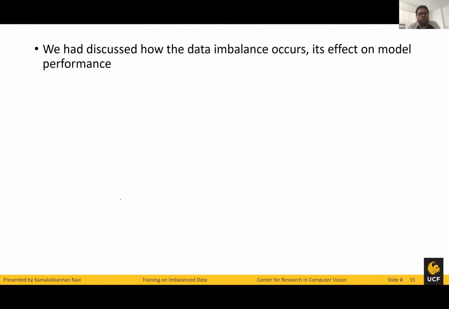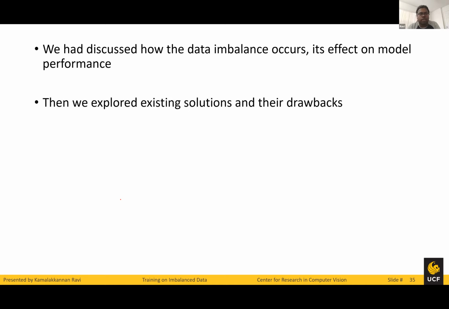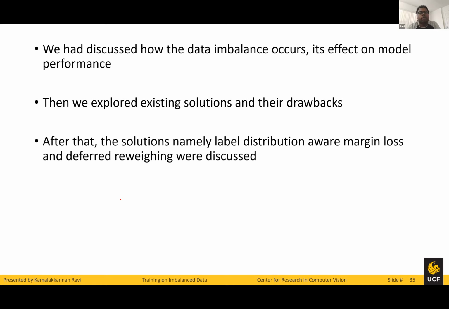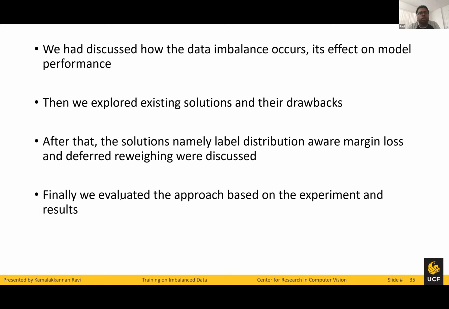Let's summarize what we have seen so far. We discussed what data imbalance is and how it occurs, then how it affects the performance of deep learning algorithms. Then we explored the existing solutions and their drawbacks in detail. Later, we discussed the solution proposed in this work, namely the label distribution aware margin loss and deferred reweighting. Then we applied this approach to the standard data sets and discussed its results. And that's the conclusion of this particular presentation.